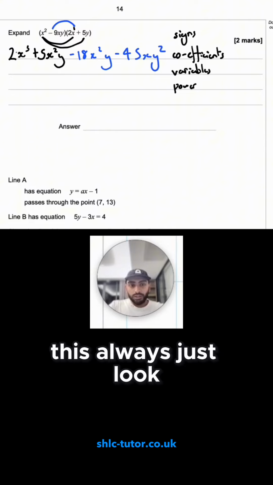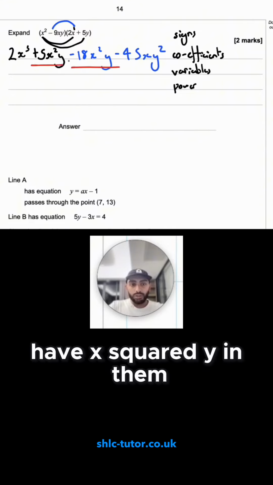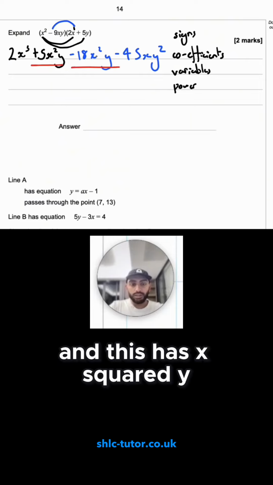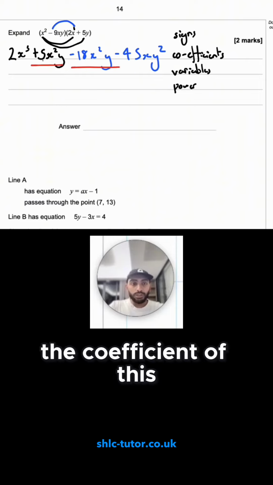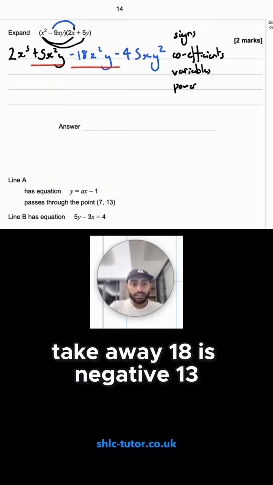Whenever you've done something like this, always just look, can we clean it up a little bit? So I can see that these two terms here have x squared y in them. This has x squared y there, and this has x squared y, so we can combine these two. The coefficient of this one is 5, and the coefficient of this one is minus 18. So 5 take away 18 is negative 13.